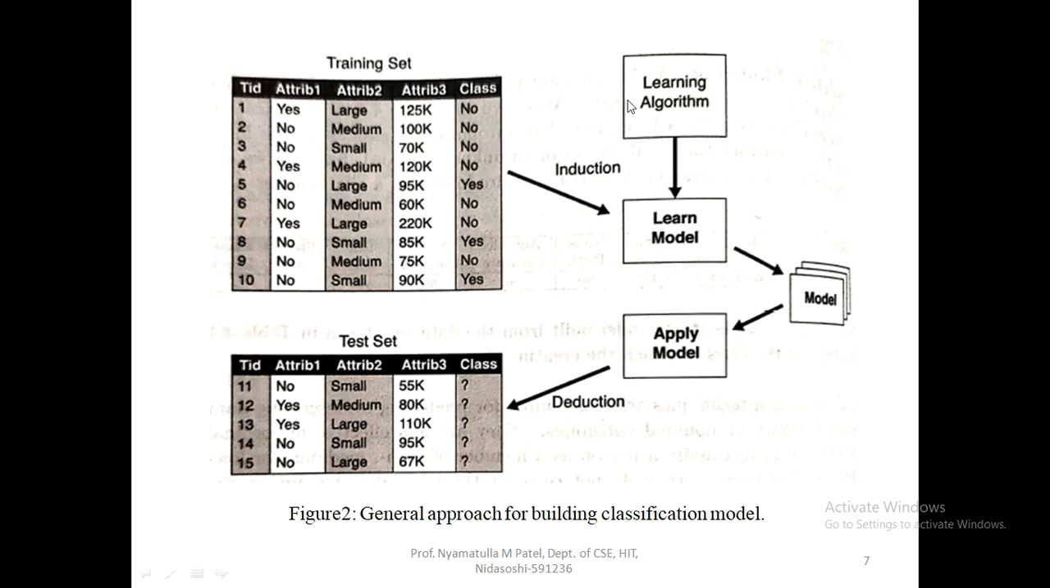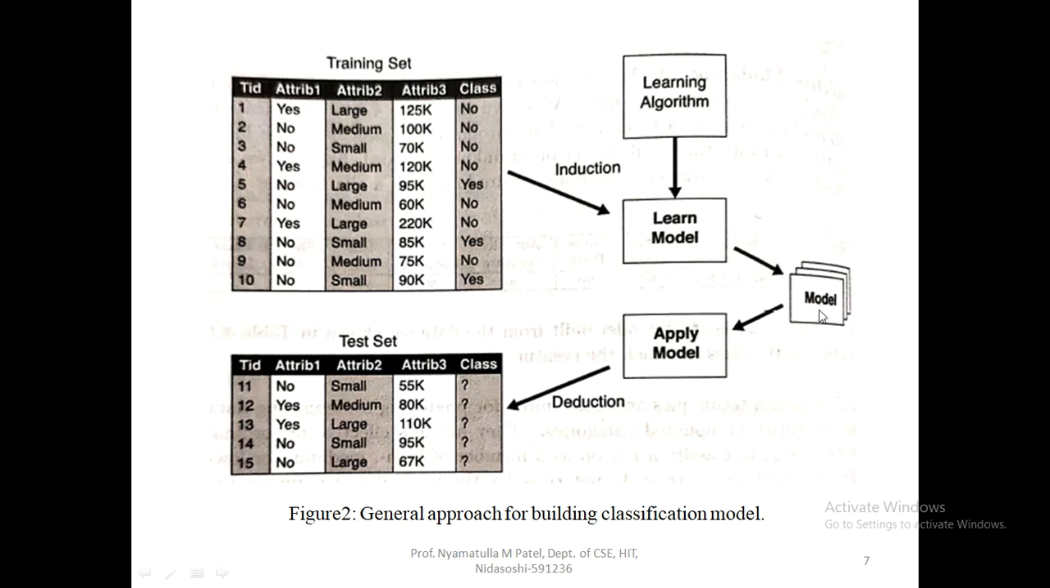Okay, so here is your learning algorithm, and here is the learn model. Now this training set input, I am giving it to this learn model. This is an induction, an input to the learning model, and based on attribute 1, attribute 2 and attribute 3, different classes are assigned, either class no or class yes, and we have trained them and kept everything in the model.